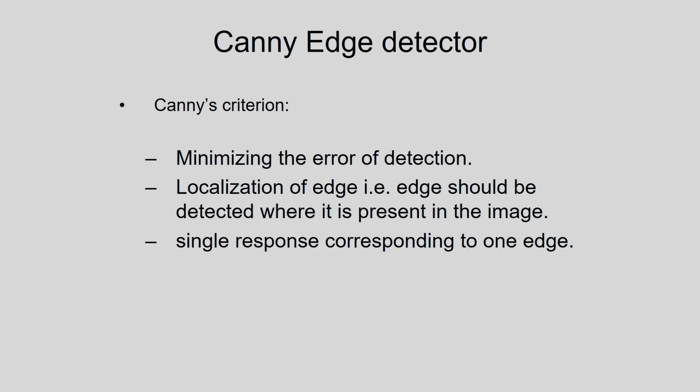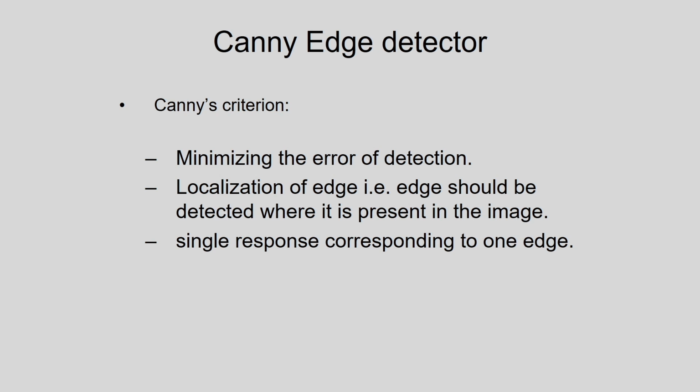So we have to follow these principles for Canny edge detection. One is that the edge should be detected only when it is present, that is, the false alarms should be few. The second point is that the edge should be localized, so we have to detect the edges where they are present in the image. And singleness means that multiple peaks corresponding to a single edge point should be avoided.